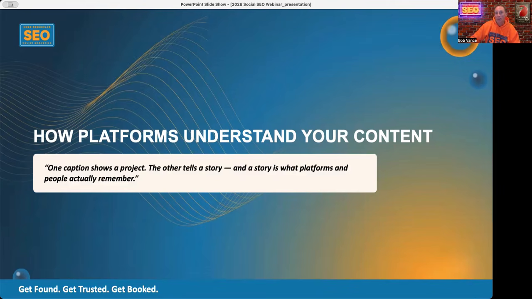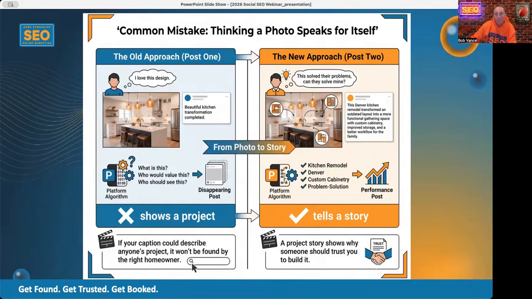A homeowner looks at a stunning kitchen and thinks, I love this design. The platform is asking a completely different set of questions, though. It's saying, what is this? Who would find this valuable? Who should our algorithm show this to next on our social platform? And so when you look at this illustration here, it's why the context isn't optional. The context is the difference between a post that performs and one that just disappears into your feed forever.